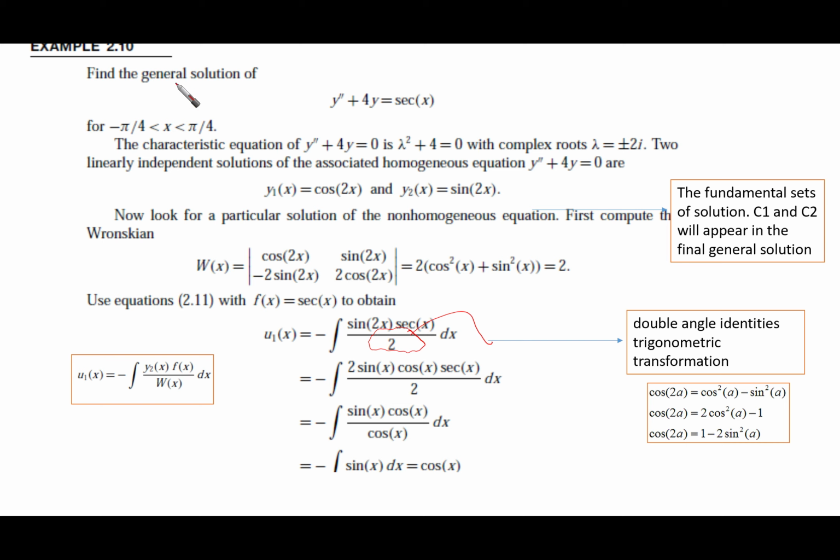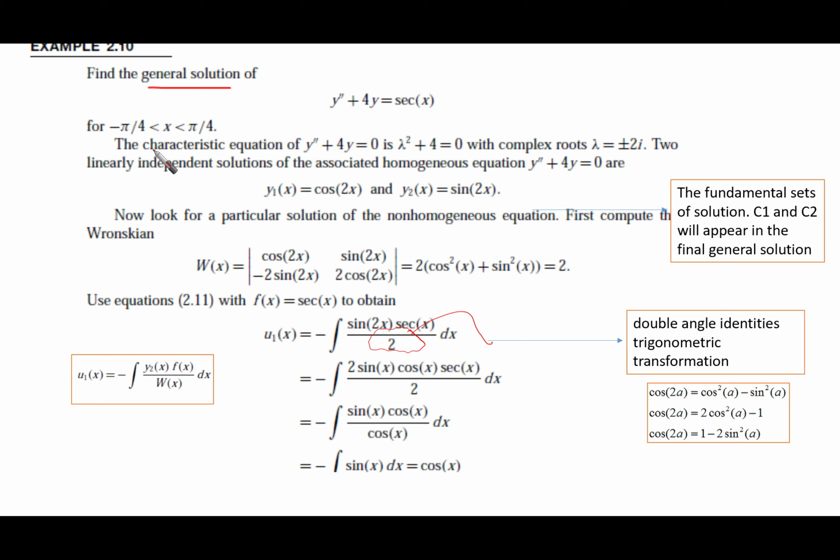Okay, find the general solution. We're talking about the general solution for the following: y double prime plus 4y equals sec x. Okay, for some interval from minus pi over 4 to pi over 4. This is our interval.